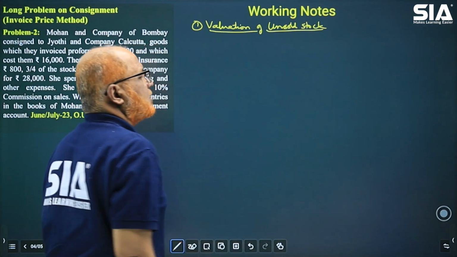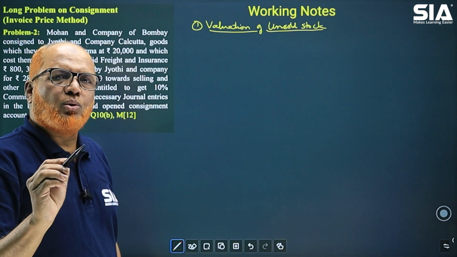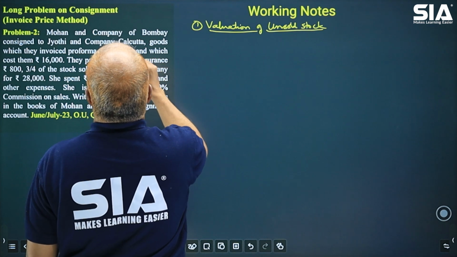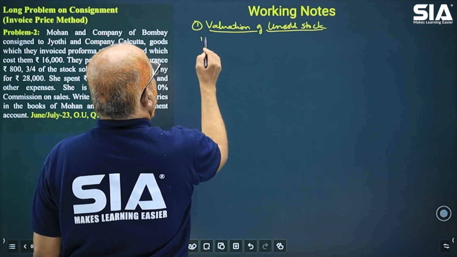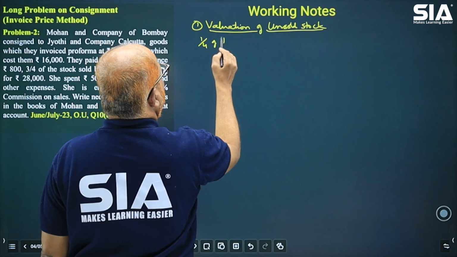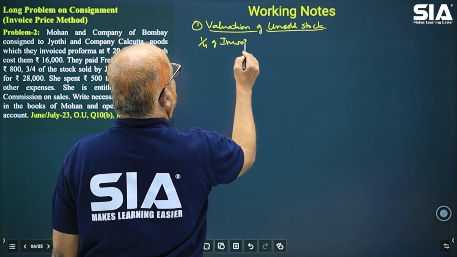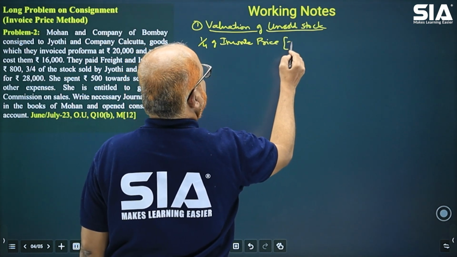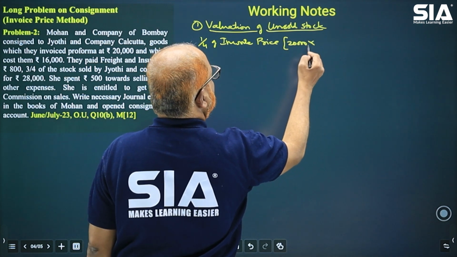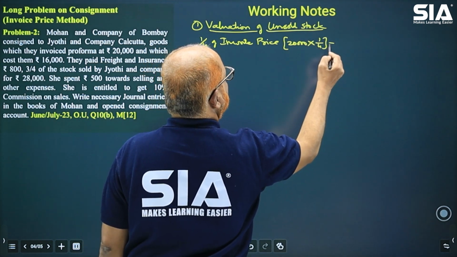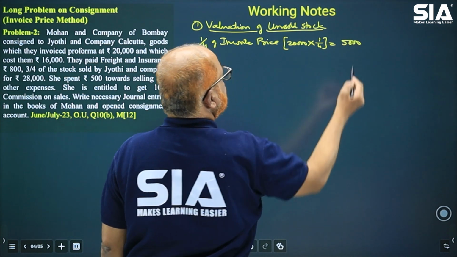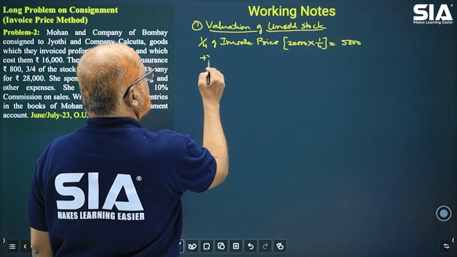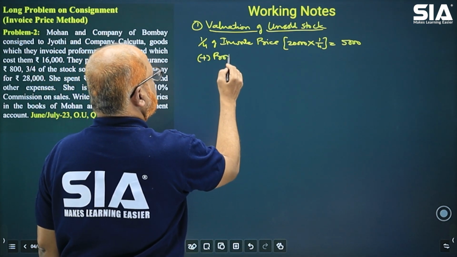Valuation of unsold stock. Three-fourths of the goods are sold, so one-fourth of the invoice price remains. The invoice price was 20,000, so 20,000 into 1/4 is equal to 5,000. Plus proportionate direct expenses.